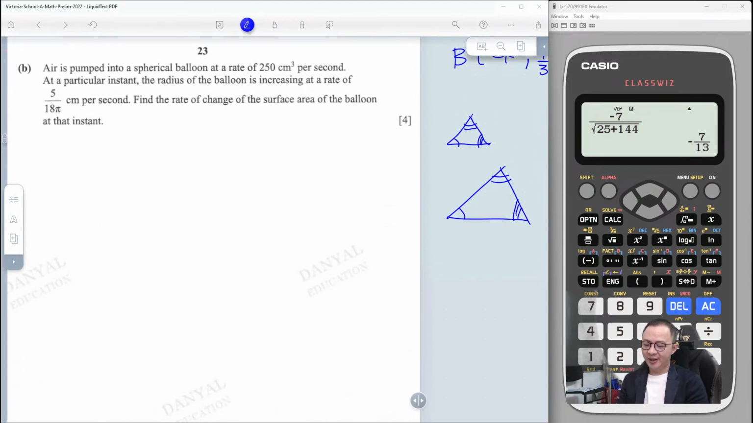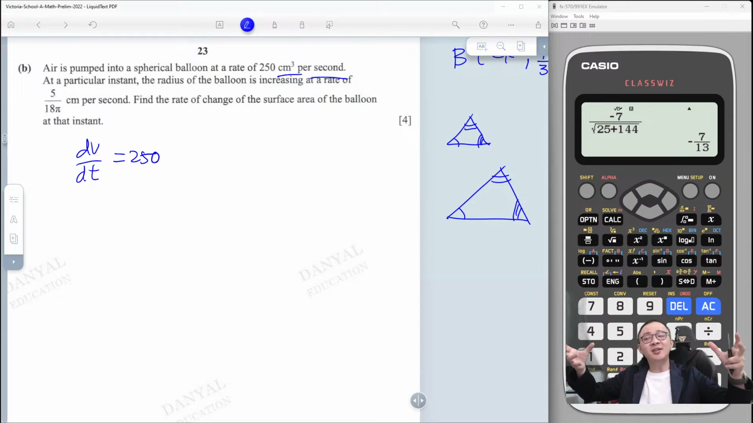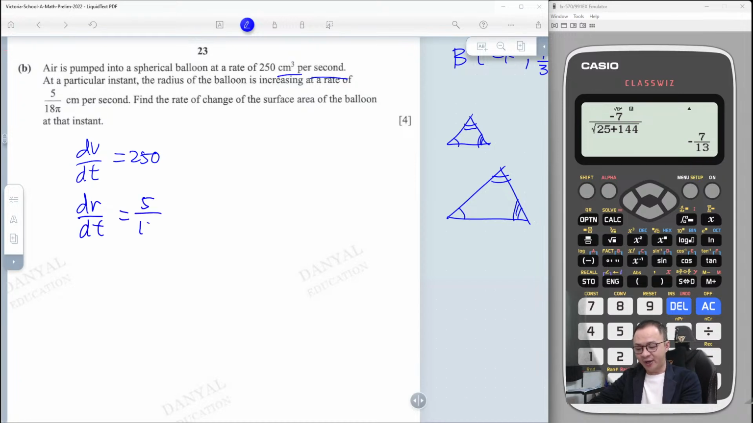Okay, air is pumped into a spherical balloon at this rate. So centimeter cubed per second, we know this is about volume lah. dV/dt is 250, and the air is increasing, so it's positive. And then at the particular instant, the radius of the balloon is increasing at this rate also. Right now it's radius, so I assume it's dr/dt. So it's 5 over 18 pi.